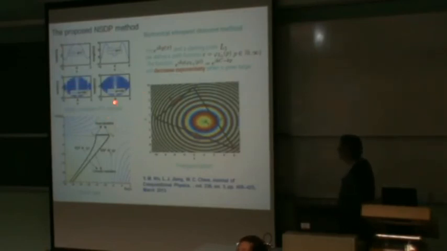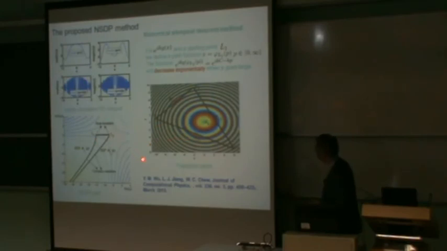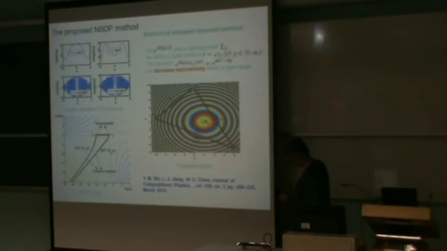We have a way of integrating this by making x into a complex number. If you were to integrate x on the real axis, you have this highly oscillatory thing. But if you think of x as having a real part and an imaginary part, you can actually integrate in the complex plane and get this integral to converge very fast. And that's what we did. We call this the numerical steepest descent path method.